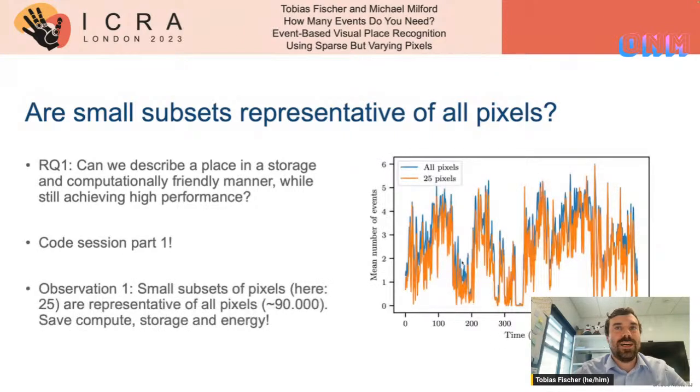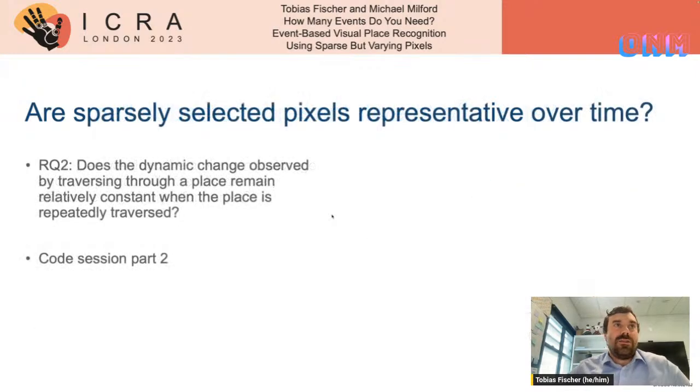And what we can also show here is that this trend is super representative between all pixels in the 25, or like here in this case, I showed just 25 pixels. So if we plot this trend over time, we'll see that there's a remarkable similarity despite this heavy subsampling over space. Now, let's go to the second research question.